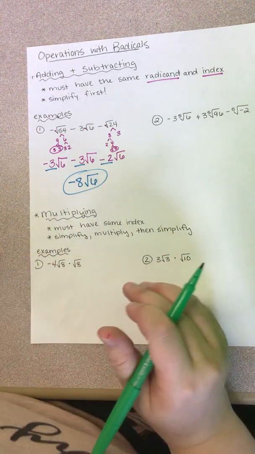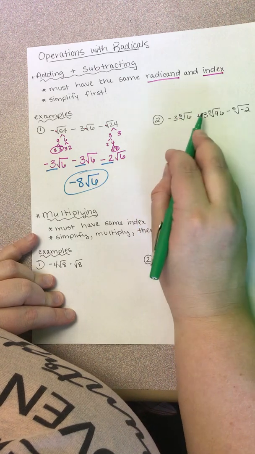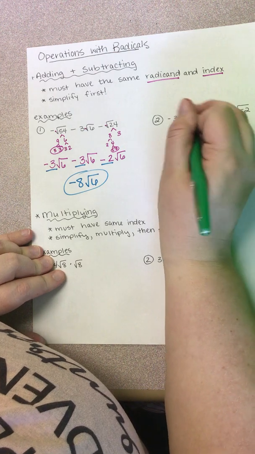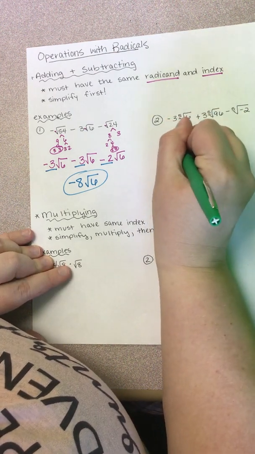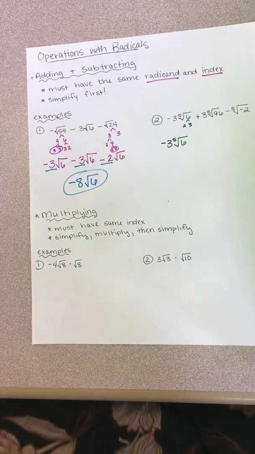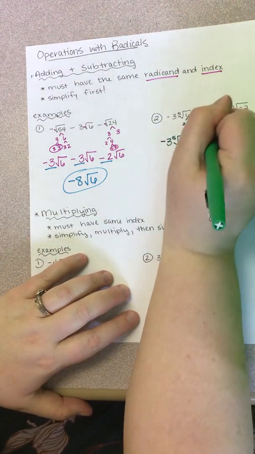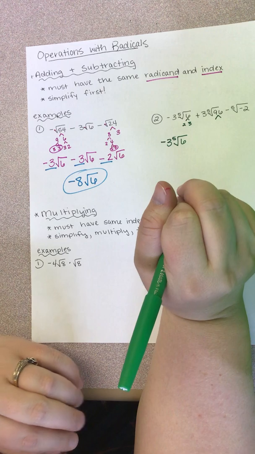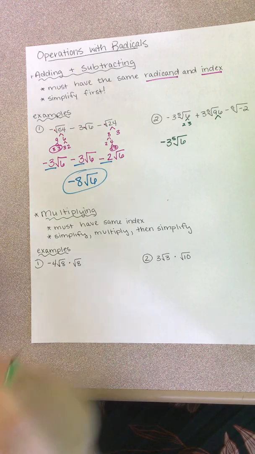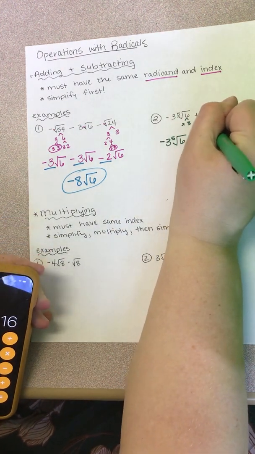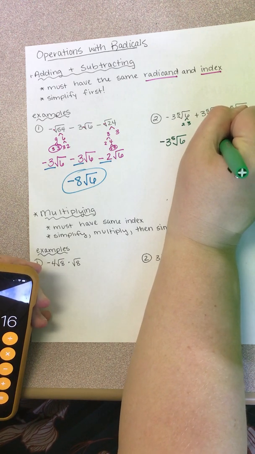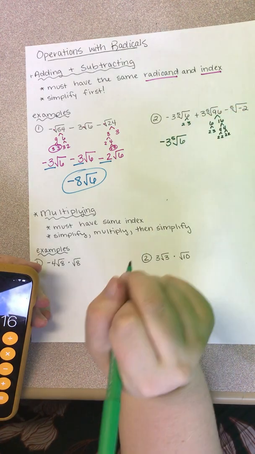When looking at the next one, I see they all have the same index. They're all 5, but I need to simplify things. So this is just going to stay negative 3 fifth root of 6, because if I break down 6, it's just 2 and 3, and there's nothing that's going to come outside. The 96 can break down. 96 breaks down into, should have done this ahead of time, 6 and 16, and then 6 breaks down into 2 and 3, and 16 breaks down into 4 and 4, and then we get lots of 2's.